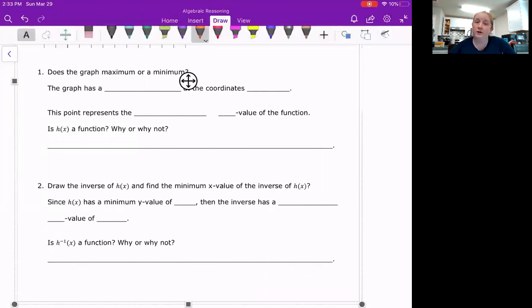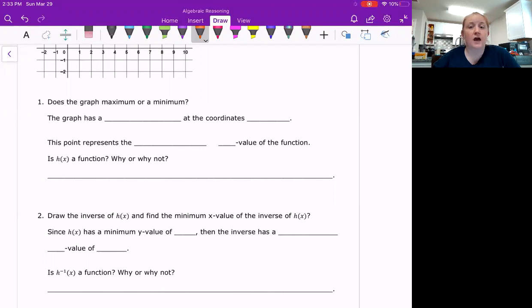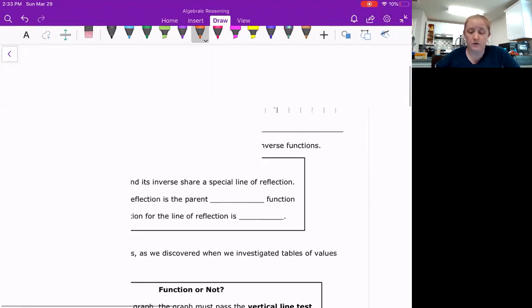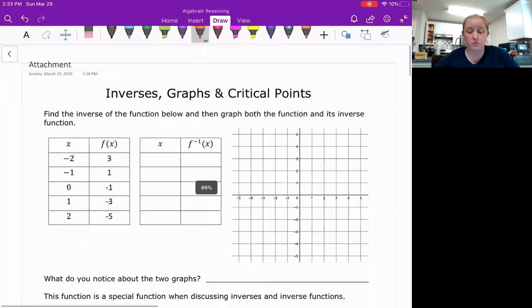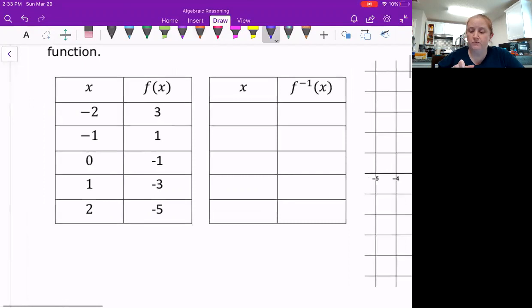We are taking a look at our next topic, which is still about inverses. Now we're going to be looking at taking these inverses and putting them to a graph and talking about some critical points or special points that are going to happen with these graphs. So let's start off with just reviewing a little bit from our last video about switching the points.